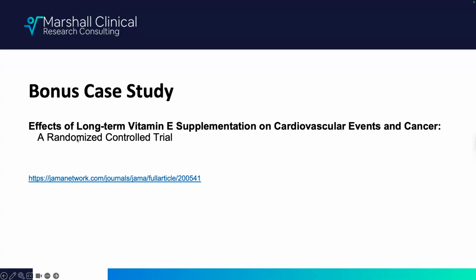Check out this paper. Here's a link of it. The effects of long-term vitamin E supplementation on cardiovascular events and cancer, a randomized controlled trial. Take a look at this paper, assess it yourself with the risk of bias tool, and then let us know in the comments what you got for your results, and then we'll post our results for the quiz and this separately in a link as well if you want to take a look.